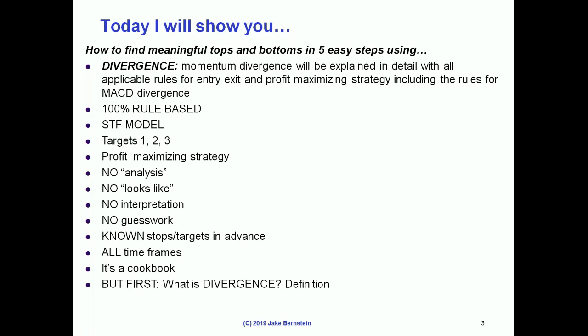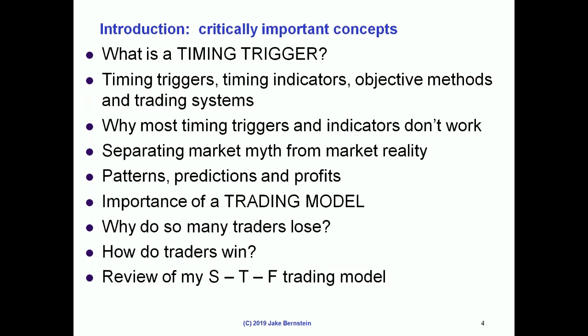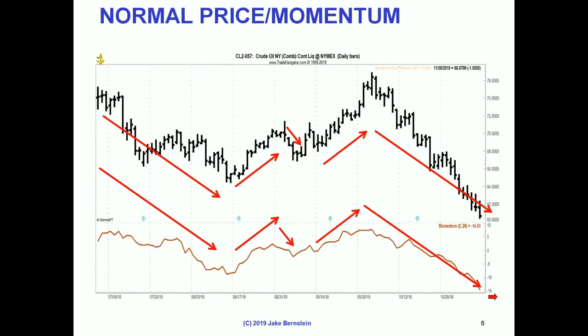Divergence in the market is very simple. When 2 things move in opposite directions at the same time, they diverge. Most of the time, market activity is normal. When it becomes abnormal, I become interested in it. Let me give you an example of what I mean. I'm going to skip this for just a moment. Let's look at this chart. This is a normal relationship between momentum and price.